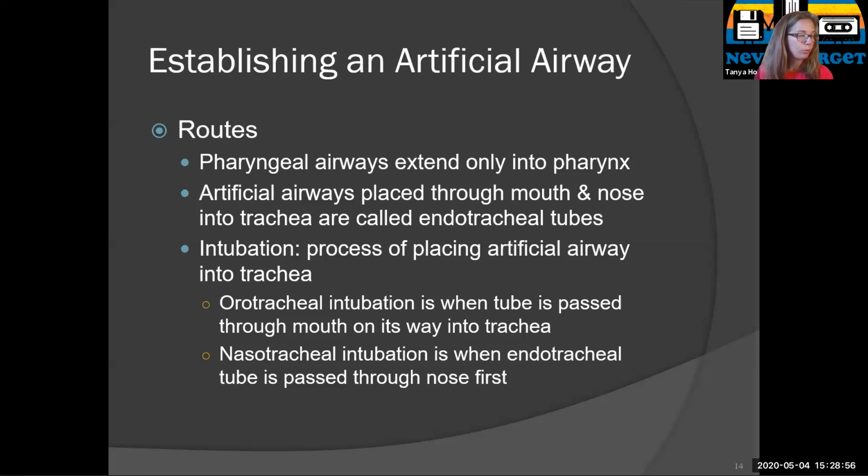Okay, so routes. We've got different routes of establishing an airway. You have your orotracheal and nasotracheal, and then just regular old tracheal, which would be a tracheostomy tube, which we've already covered. So this is, again, talking about establishing an artificial airway via intubation. And so you either go through the mouth or you can go through the nose.